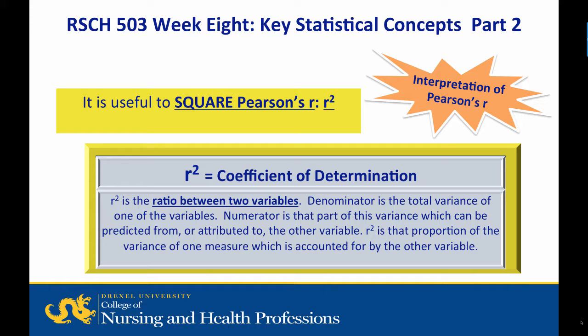Possibly the most valid and useful interpretation of the correlation coefficient, that is, R, is achieved by squaring it. It is possible to demonstrate that R squared is the ratio of two variances. The denominator of this ratio is the total variance of one of the variables, and the numerator is that part of this variance that can be predicted from or attributed to the other variable. Thus, R squared is that proportion of the variance of one measure that is accounted for by the other measure. R squared is called the coefficient of determination.